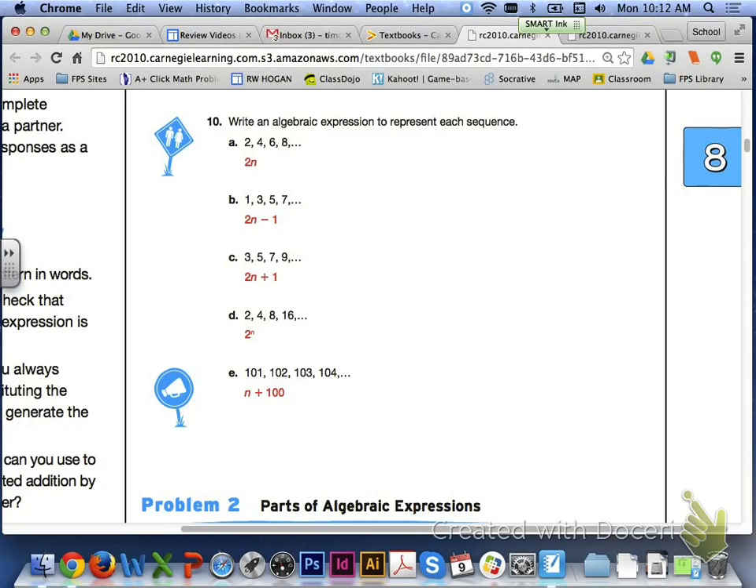Here is what your algebraic expressions should look like for letters C, D, and E. Again, use term tables to help you figure that out. For letter C, you should have 2n plus 1. For letter D, 2 to the power of n. And for letter E, n plus 100 would be your algebraic expression.